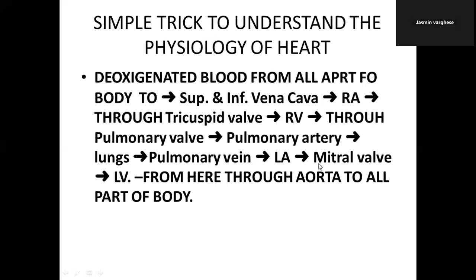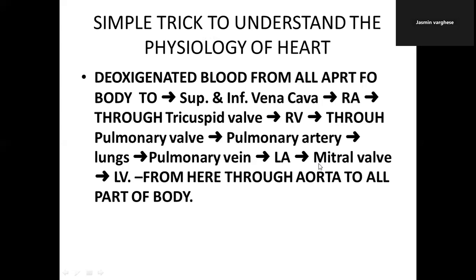Our heart has three layers: myocardium, pericardium, and endocardium, and four chambers: right atrium, right ventricle, left atrium, and left ventricle. In between the right atrium and right ventricle, you have the tricuspid valve, and in between the left atrium and left ventricle, you have the bicuspid valve. These valves are known as what? Atrioventricular valves.